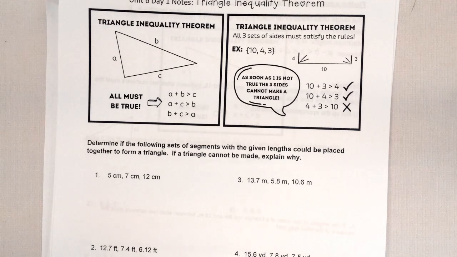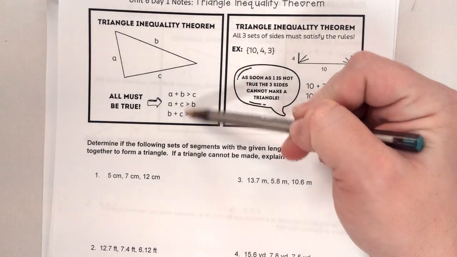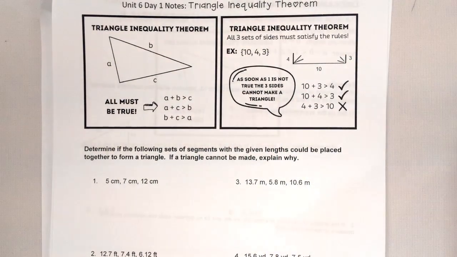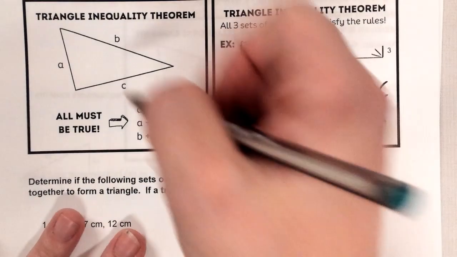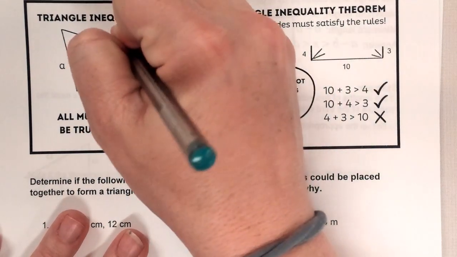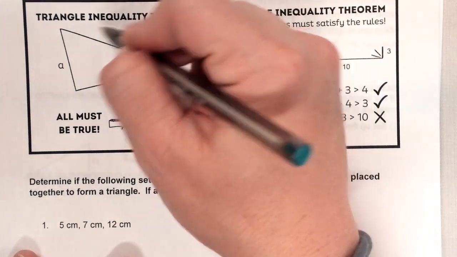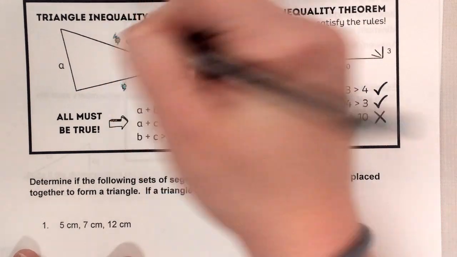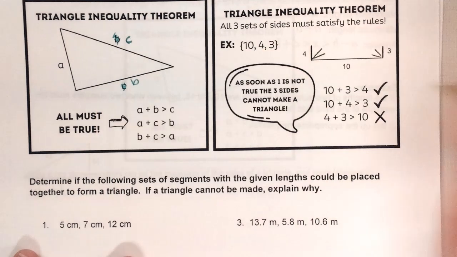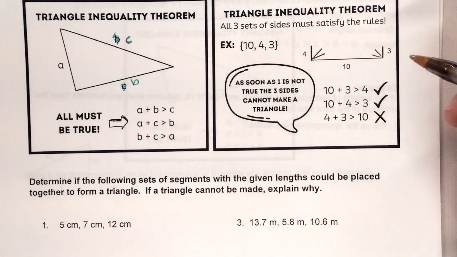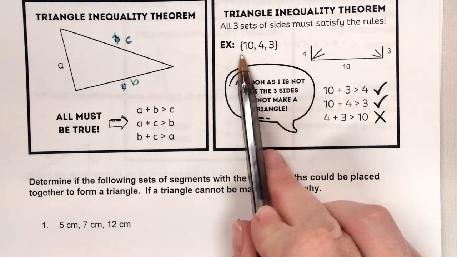Okay? So looking at that, you're given these three things and they all have to be true. Now, I know that my picture technically, because we're going to do Pythagorean theorem on Monday, I want you to realize the longest side is your C. Today it really doesn't matter, but it is easier to keep your longest side C. Yes? So knowing that, here's an example: 10, 4, and 3.